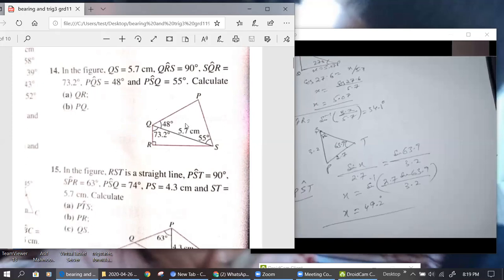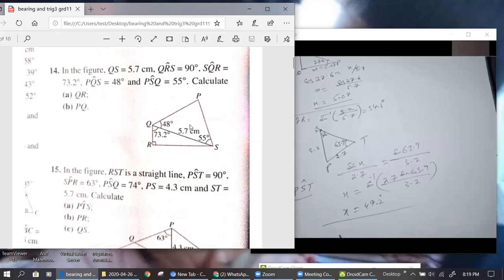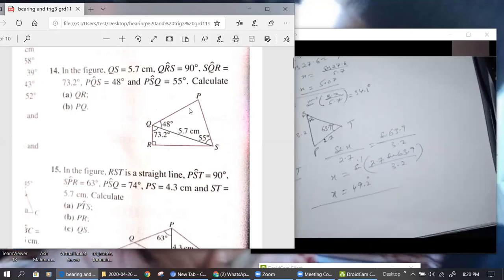Tell me now, what should I write here? Okay, we're finding PQ. So sine 55, I write here sine 55 over x, PQ. And then equals sine 48 over 5.7. Wait, the opposite side to 48 is not given. So you have to use this and this.